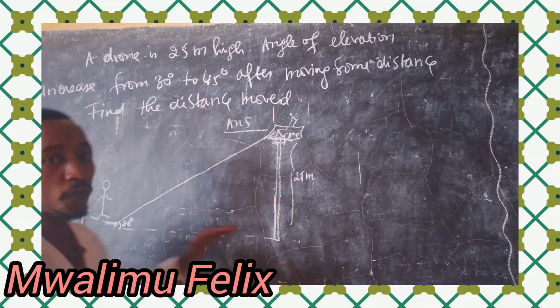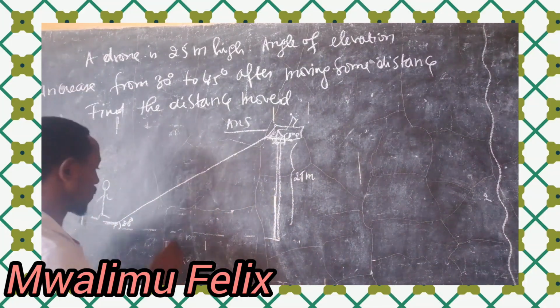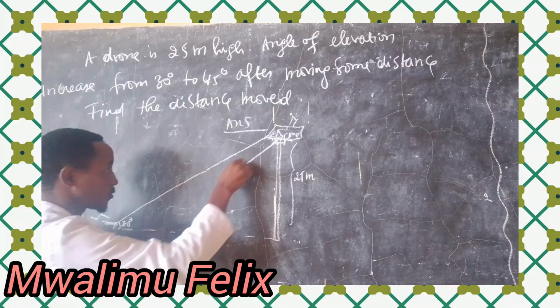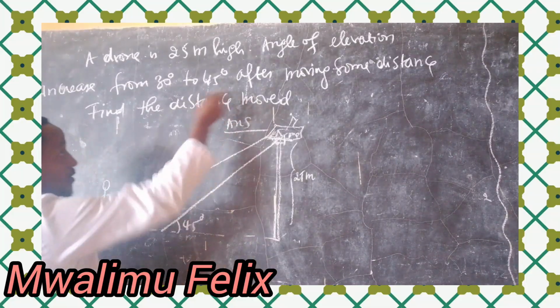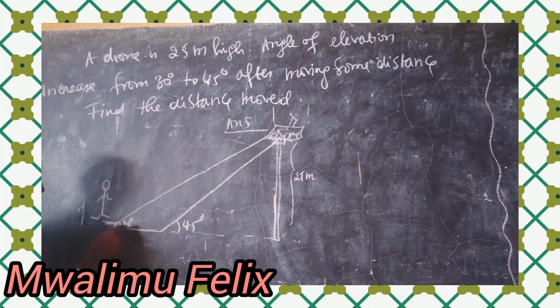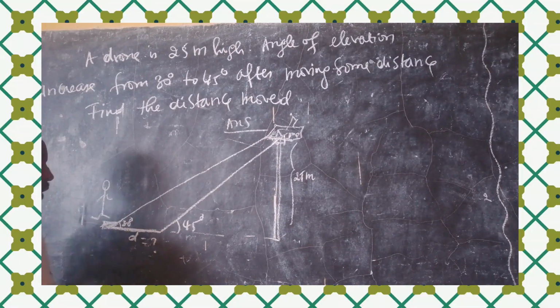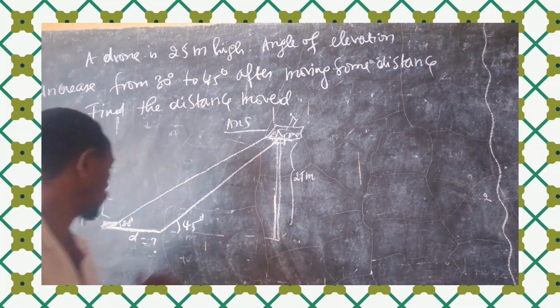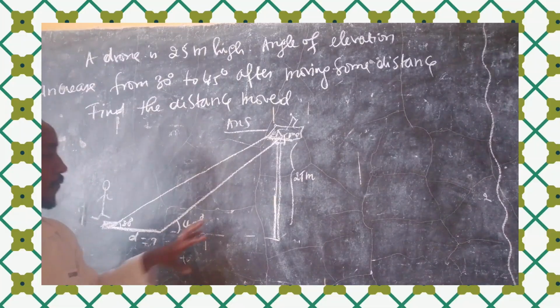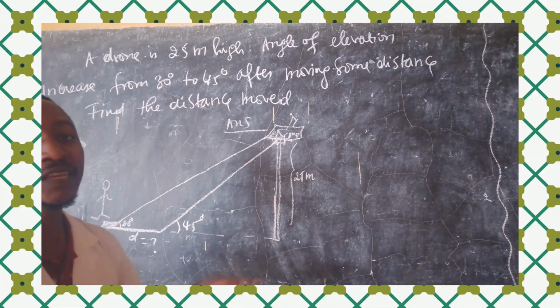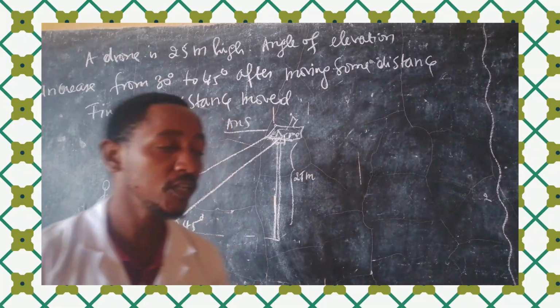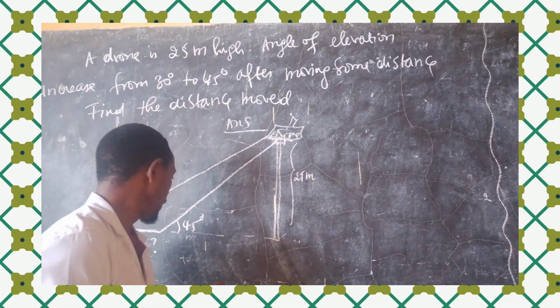When it moves from in front of the person, the angle changes to 45 degrees. So we need the value of the moved distance. How to solve this question? The way to solve this is the application of trigonometry. To solve this, we use a trigonometric function.